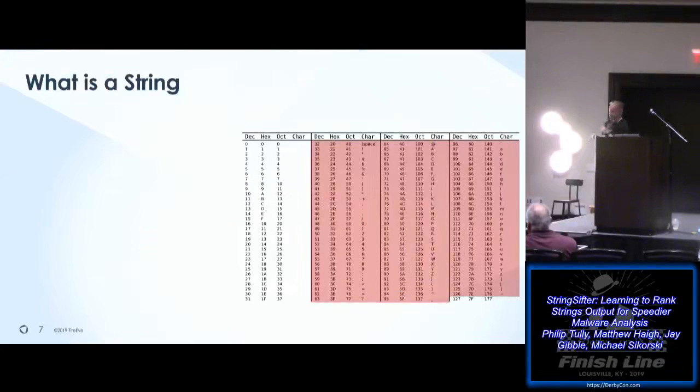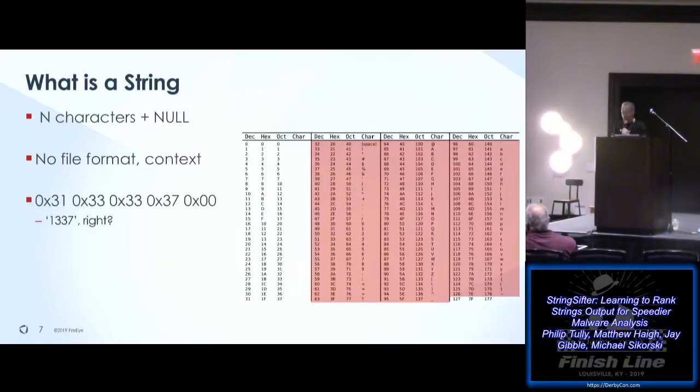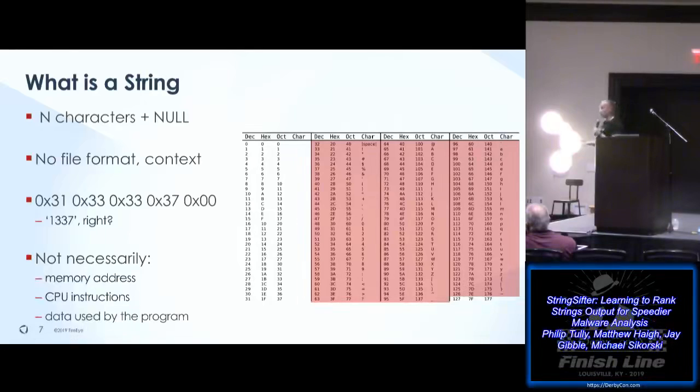So just take a quick step back, just to do a little review on how we define a string in this context. A string is a sequence of n characters followed by a null terminating byte. There's no metadata to indicate where the string is, how long it is, what kind of string it is. Therefore, there's no context, and arbitrary data can be misinterpreted as a string. So anything within this sequence of printable characters on the ASCII table, if there's a sequence of however many, then that can be interpreted as a string.